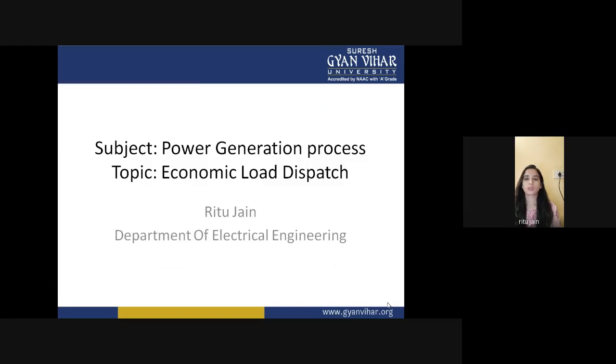As we discussed, in the power generation process, economic load dispatch is very important because it depends on the economy of your generation, and the generation cost also depends on economic load dispatch, and how economically we can improve our power generation and power supply. So this is about your power generation process.